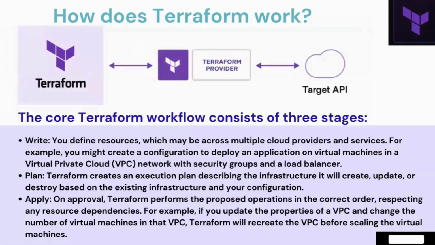So how does Terraform work? Terraform is basically an IaC, infrastructure as code tool, and it uses a Terraform provider, AWS, Azure, or any other, and you have to target the API. The core Terraform workflow consists of three stages: number one is write, number two is plan, and the third one is apply. So what is write?